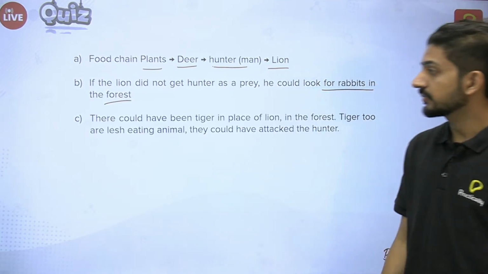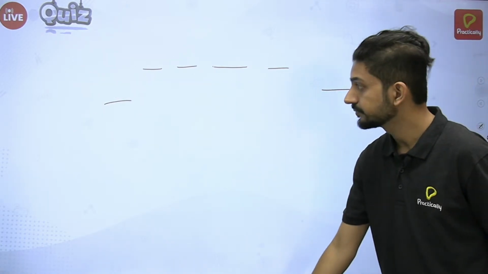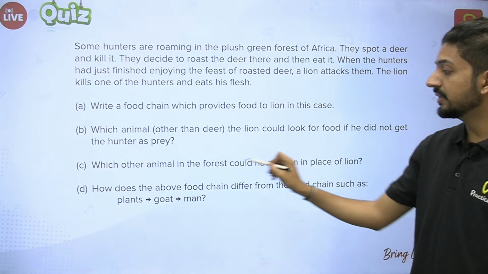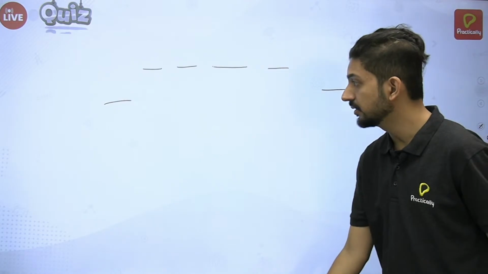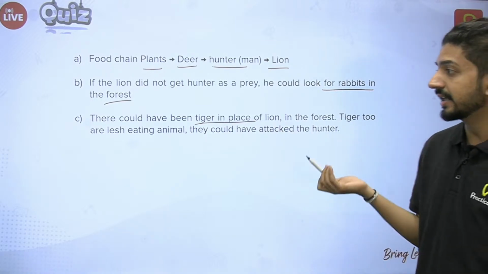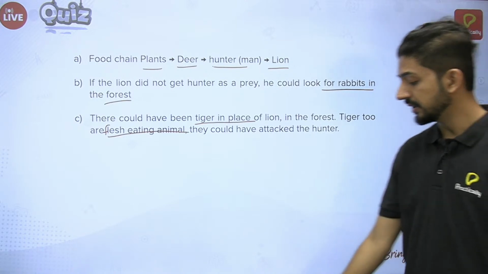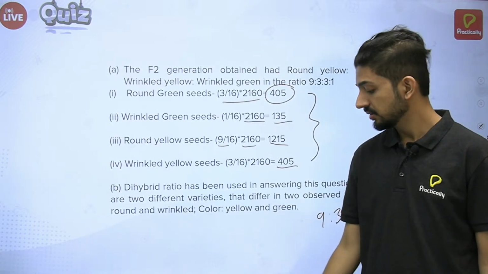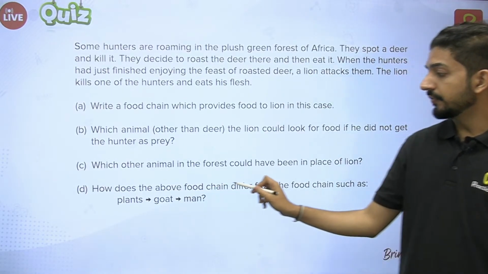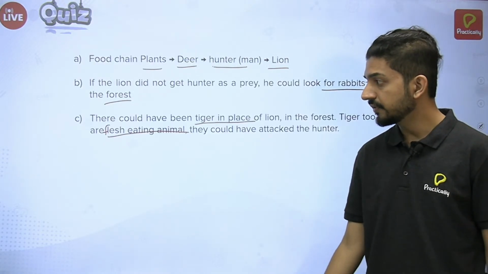So then the next question was: which other animal in the forest could have been in place of the lion? So there could be a tiger in place of the lion, since the tiger is also a flesh eating animal and they could have attacked the hunter. And the last question: how does the above food chain differ from the food chain plants, goat and man? It differs in this way.